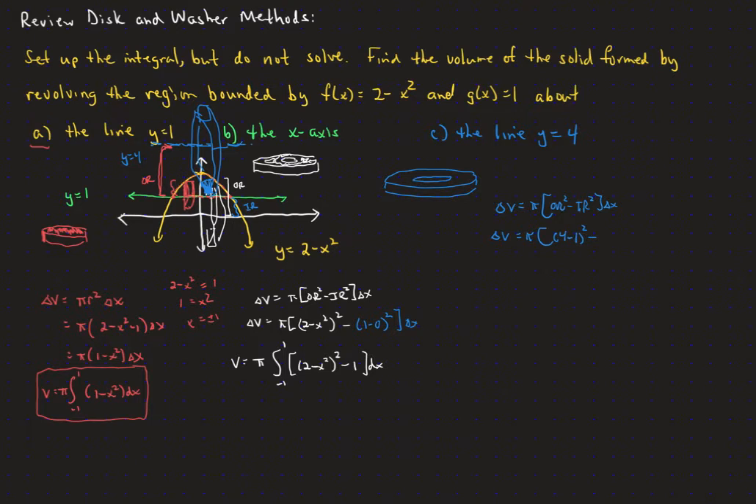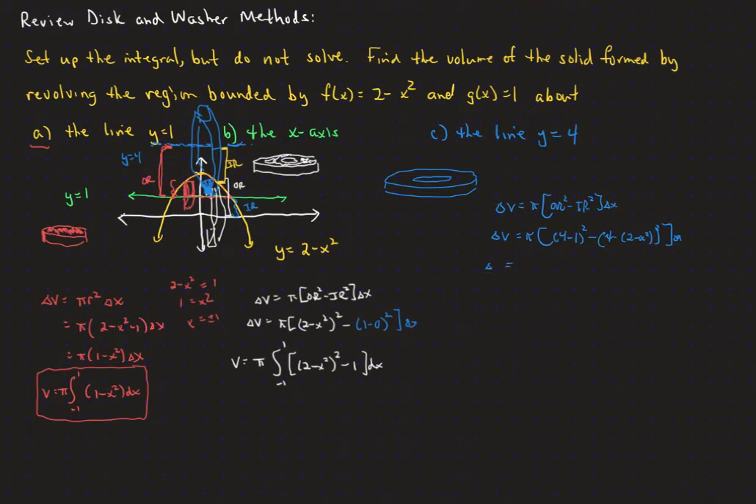That's going to be our outside radius squared, minus our inside radius, which is going to be that distance from the axis of revolution to the edge of our hole. And so that distance right there is our inside radius, and that's going to be the top curve, which in this case is just the line 4, minus the bottom curve, which is our parabola, 2 minus x squared. And that inside radius is going to get squared.